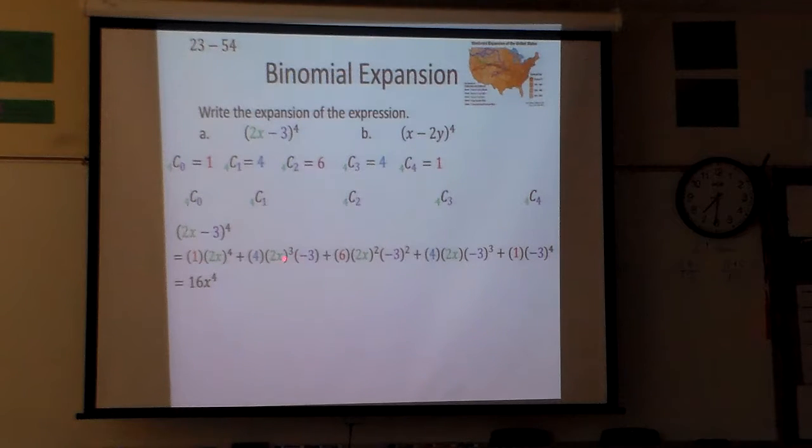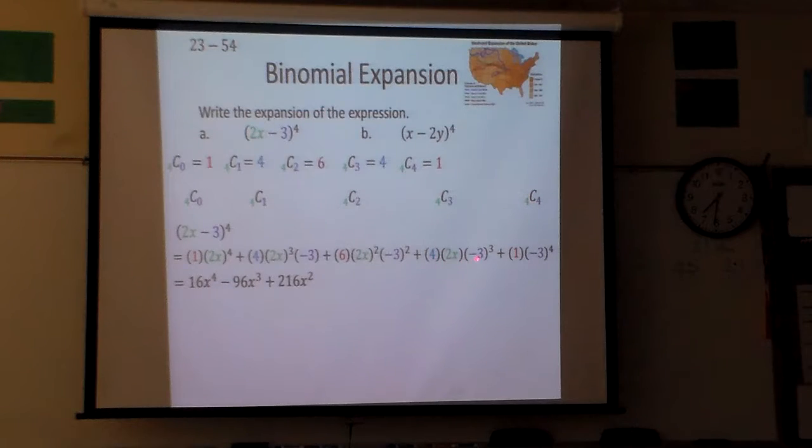Here I've got to take 2x and cube it. Well, that's going to make 8x times 4 times negative 3 makes a negative 96x cubed. Here I have to take 2 and square it with the x squared, and then negative 3 squared is going to make 9, so I'm going to have 4 times 9 times 6, or 216x squared.